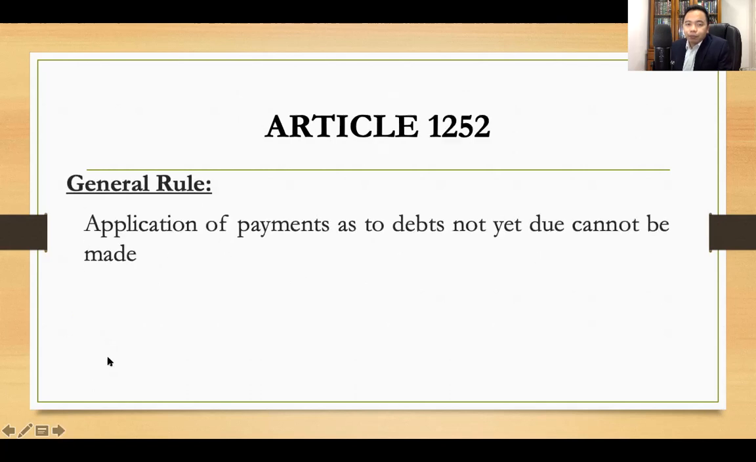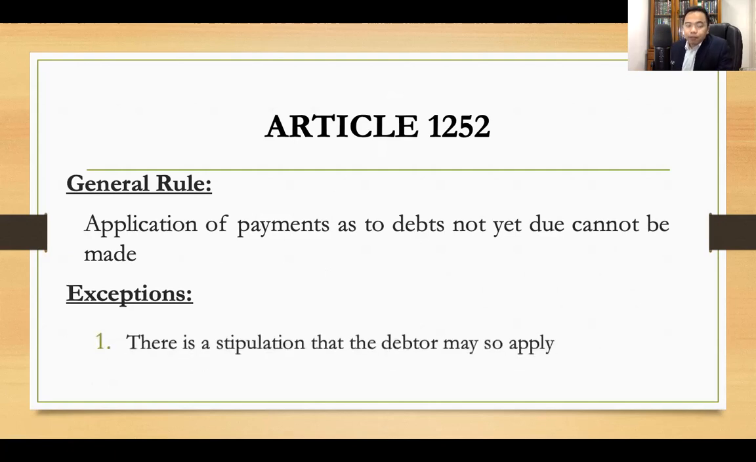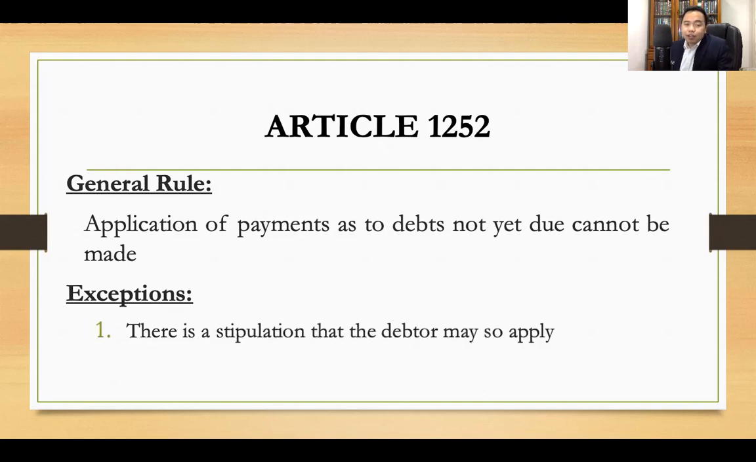Now, as a general rule, you can only apply your payment if the debt is due. That is for obvious reason. You cannot apply your payment as to debts which are not yet due. So, are there exceptions to the general rule? Yes. If the parties agree that the debtor can apply payment even to those debts which are not yet due, then the debtor may do so.